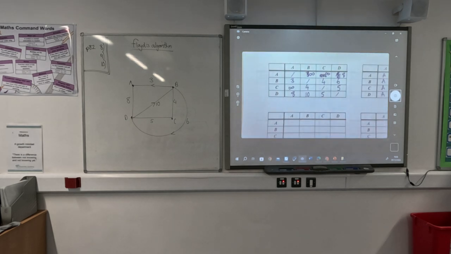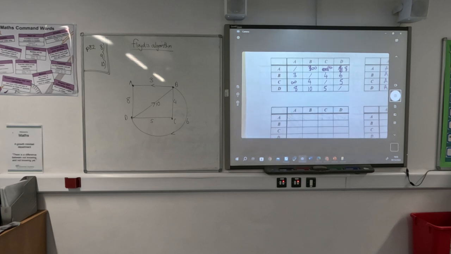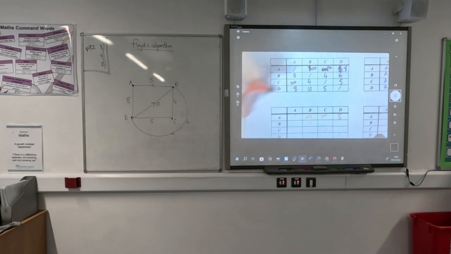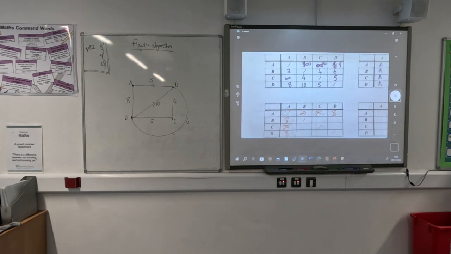Now, shall we just do one iteration? So the first iteration means shading in the A row and column and filling in those numbers as they are. So we've got a couple of infinities in there. Now actually, once you've got the initial distance table completed, the rest is okay. So just see if you can do that first iteration.